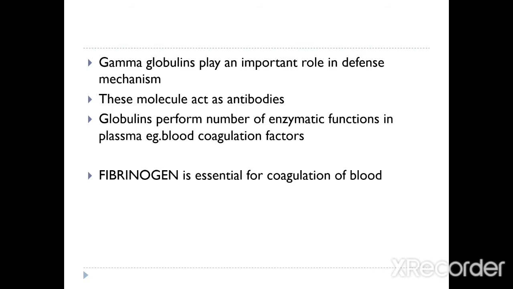Then fibrinogen, it is essential for the coagulation of blood. That is, during coagulation of blood, fibrinogen will polymerize into long fibrin threads, thereby forming a blood clot. So that will help to repair leaks in the circulation.